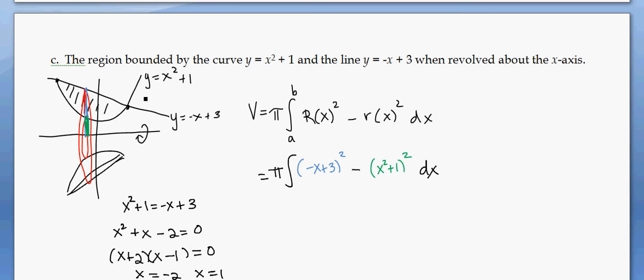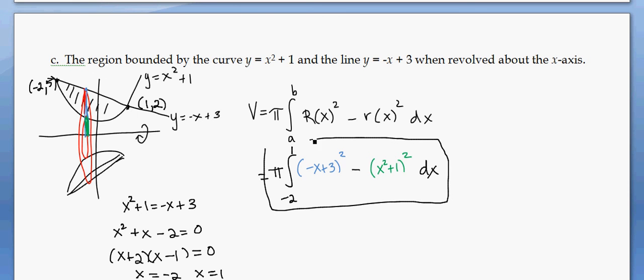So this must be the point 1 comma 2. Plug that into either equation to get that. And this is the point negative 2 comma 5. So for our purposes, we're looking at the x bounds, so we're going from negative 2 to 1. So that would be our setup, and if that's all we cared about, we'd be done. If you're interested in the answer, we get something like 117 pi over 5. And that's how that one goes.